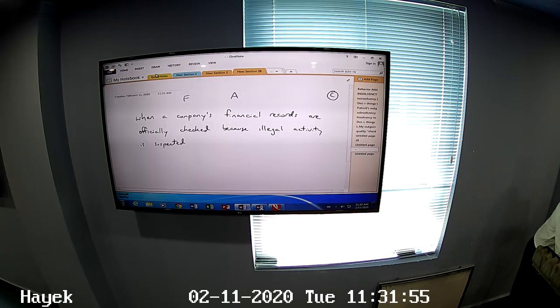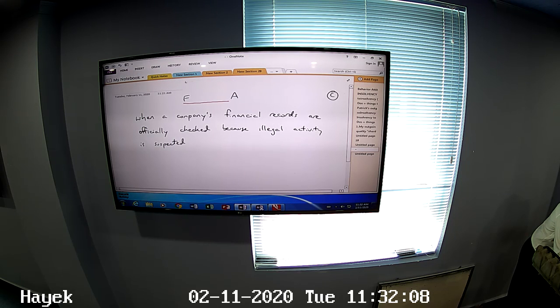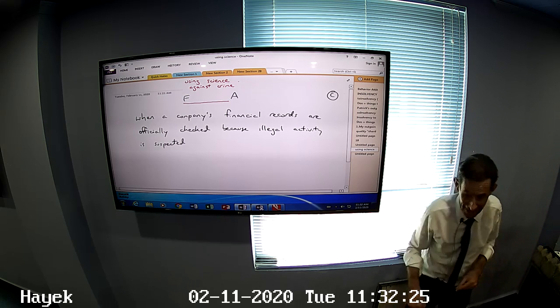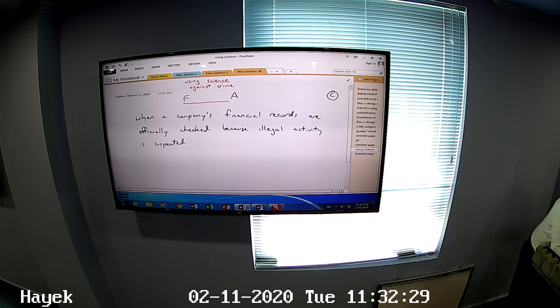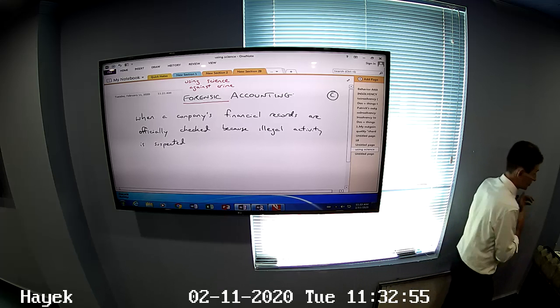FA. The F is a word that means using science against crime. Using science to fight crime. If you ever watch crime shows or crime films, you might have heard this word. Forensic means using science against crime. This is a definition of forensic accounting or forensic auditing. Insolvency, auditing and forensic accounting are three jobs, three functions that accountants do.